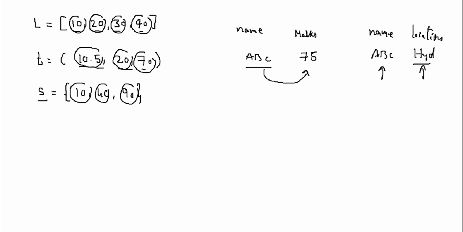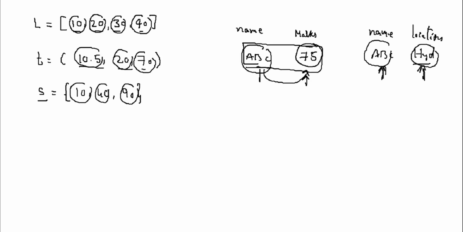That means there is a relation between these two values. If you know the name, then you can know the marks of the student. If you know the name, you can know the name of the city from where he is coming. That means with this data, I am able to approach this data. Here this is acting as the key, and this is acting as the value.